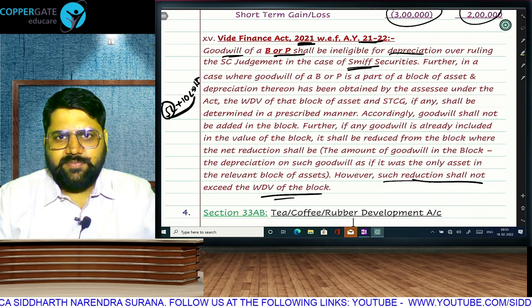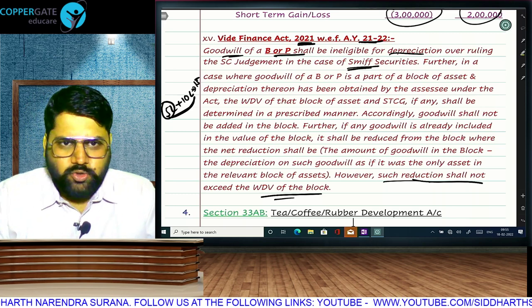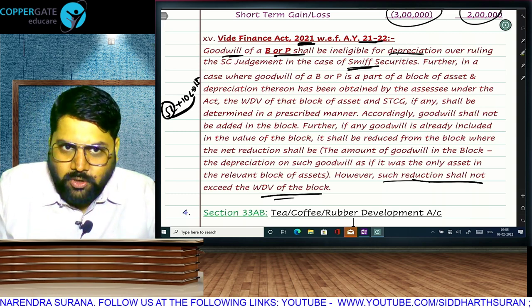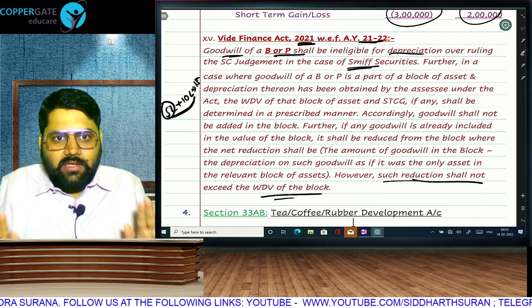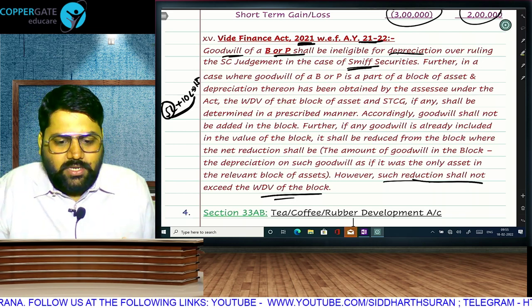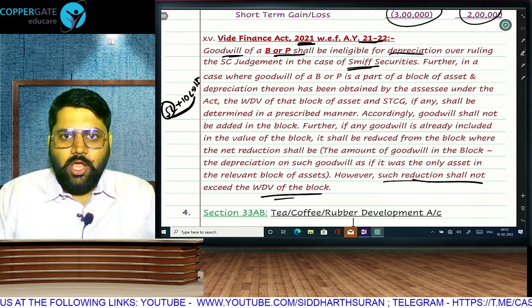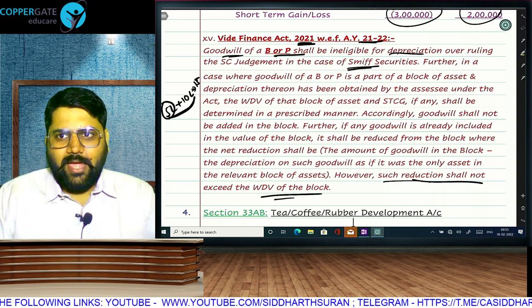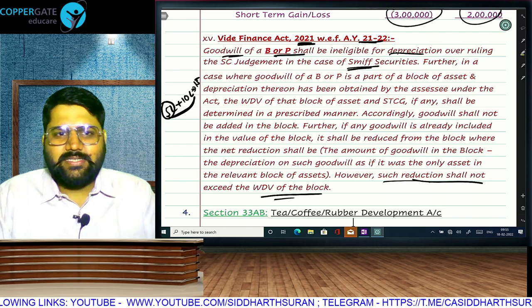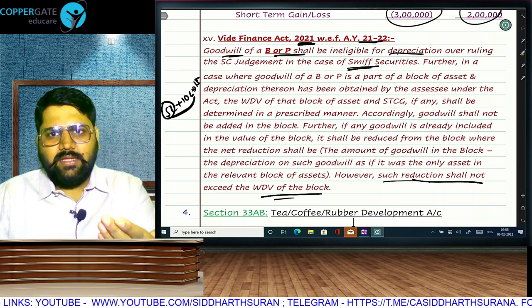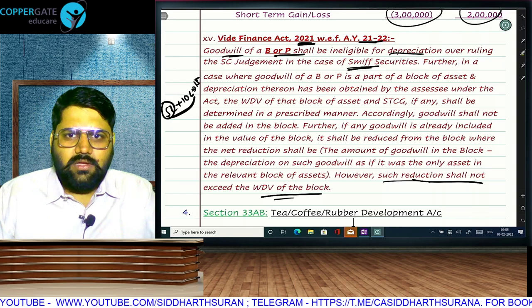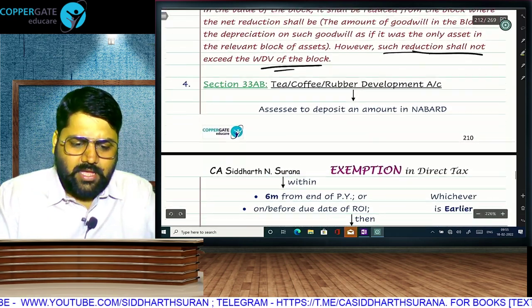It will be ineligible for depreciation. Now onwards, if you purchase any new goodwill, it will not get added at all. Whatever is already added, we are removing. If you purchase new, it will not get added. But yes, whenever you sell your goodwill, then in capital gains, you can take the cost of acquisition. In capital gains, it will become like a capital asset, a non-depreciable capital asset. Just like land, goodwill will also become a non-depreciable capital asset.